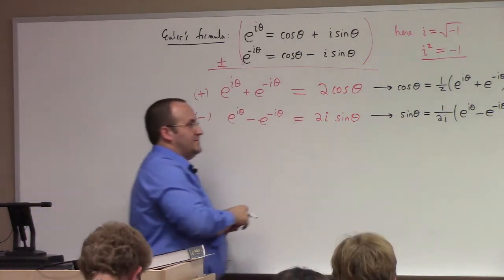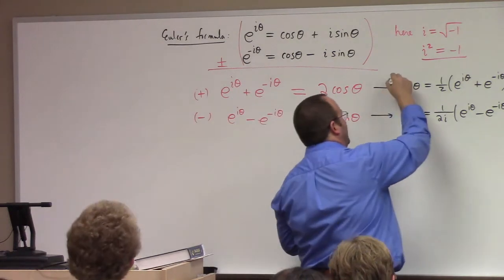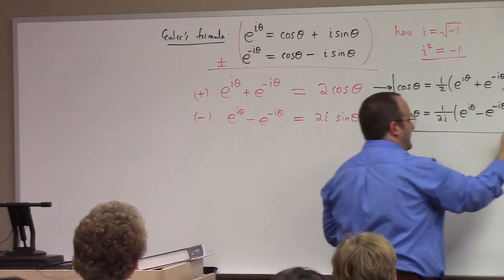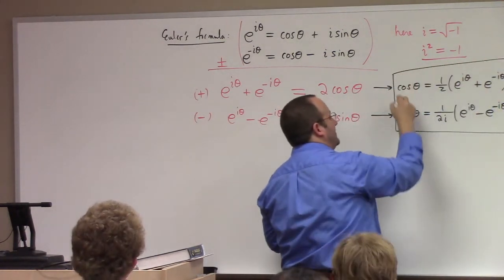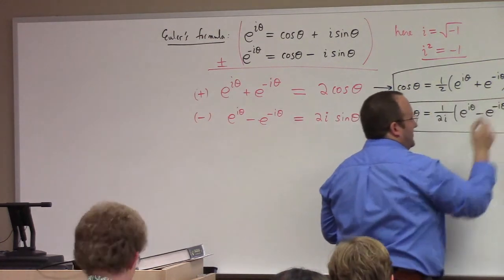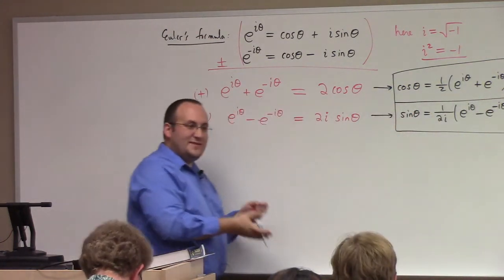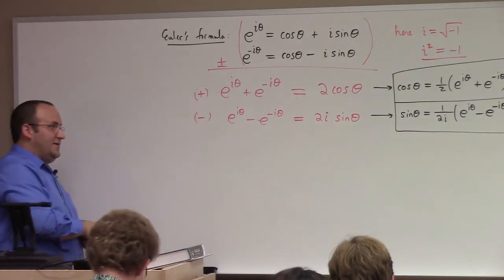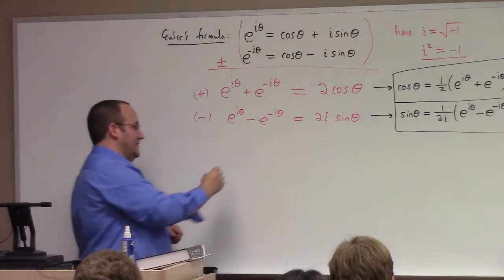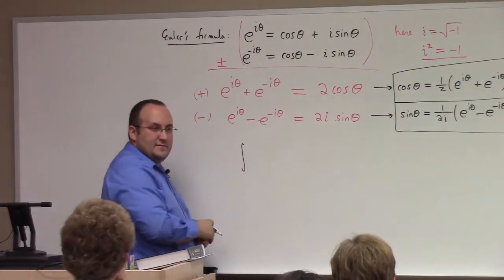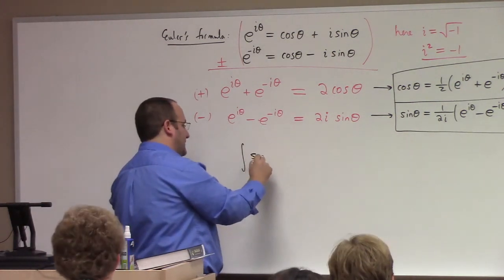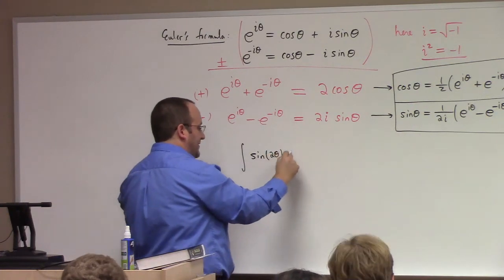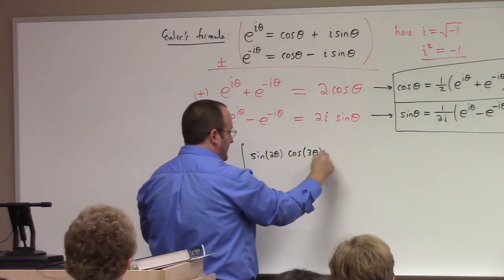You're like, well, you're just replacing something I understand a little bit and forgot about with something I'm not familiar with and is useless to me. Well, that may be the case right now, but give me a minute or two and I'll show you why I'm showing you this, all right? Here's a demonstration. Suppose you were asked to integrate the sine of 2 theta times the cosine of 3 theta. How would you do it?